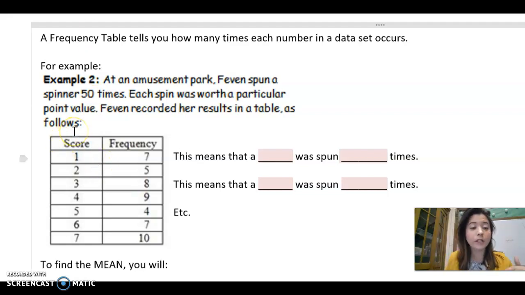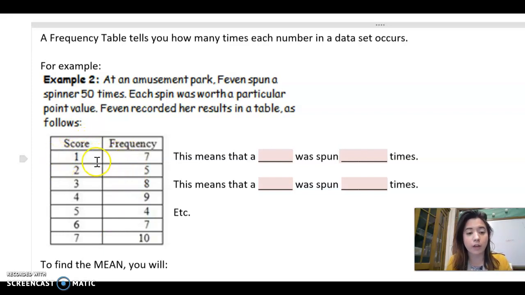So, we're going to look at what we call a frequency table today. A frequency table tells you how many times each number occurs. So let's say you're at an amusement park and someone spun a spinner 50 times. You have a little spinner and you're rotating it. So this person did the spinner 50 times, and each time they recorded what point value they got. So they spun it the first time, then they put on here what score they got.